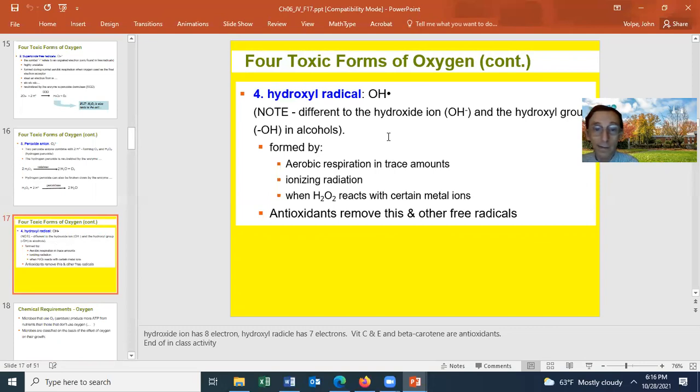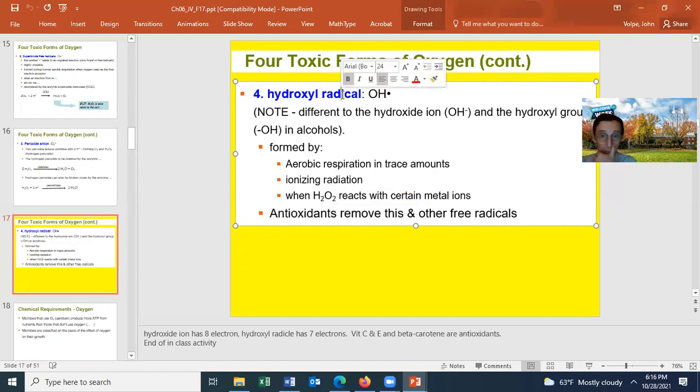We have antioxidants to help remove free radicals from our cells, either the hydroxyl radical or other free radicals. Curiously, vitamin C and vitamin E are two antioxidants that remove free radicals from our cells. Any question about any of that?